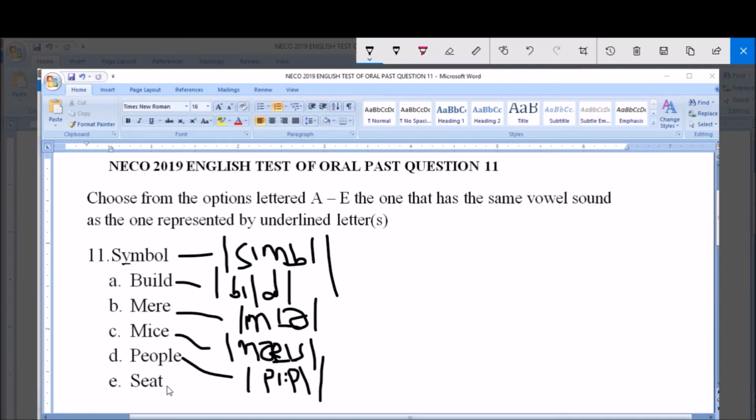Then option E is pronounced as seat. It's different from sit. In the transcription of sit, we have a short E. So here we have a long E in seat. So the correct option here is option A.